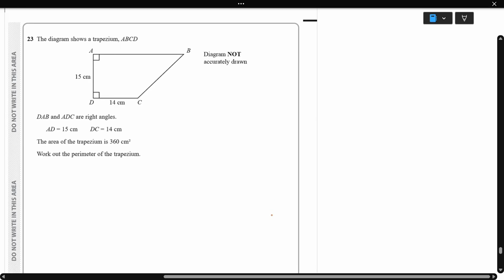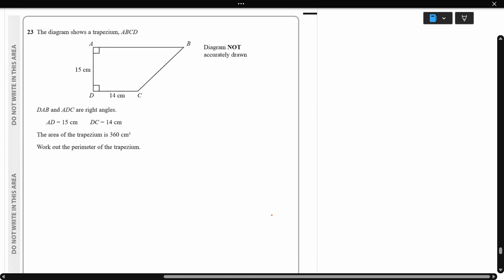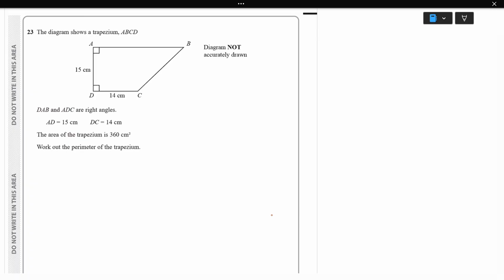Next, question 23. The diagram shows a trapezium ABCD, angles DAB and ADC are right angles. So these two are right angles here. Right angles are already given, this right angle, also this right angle, and measurements are given. AD equal to 15 and DC equal to 14. The area of the trapezium is 360. For the area, first we need to add up the parallel sides.